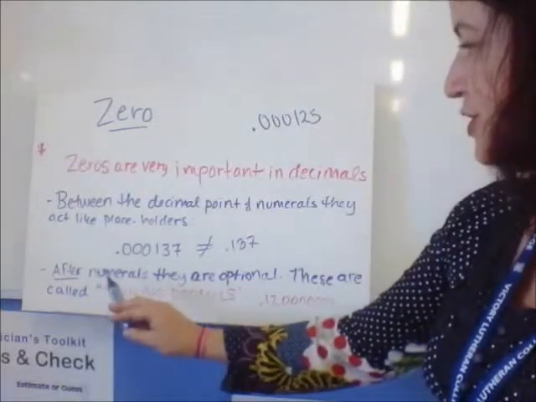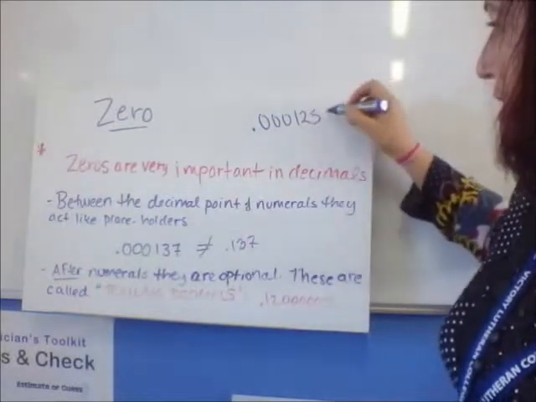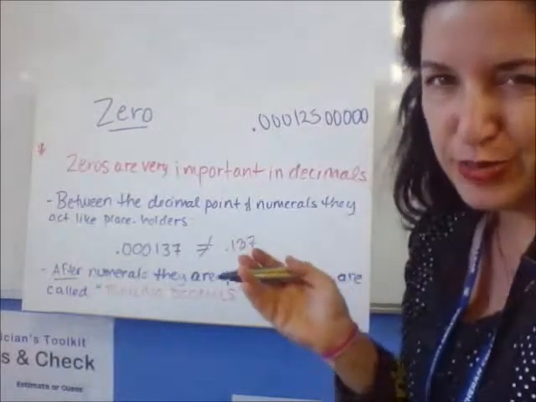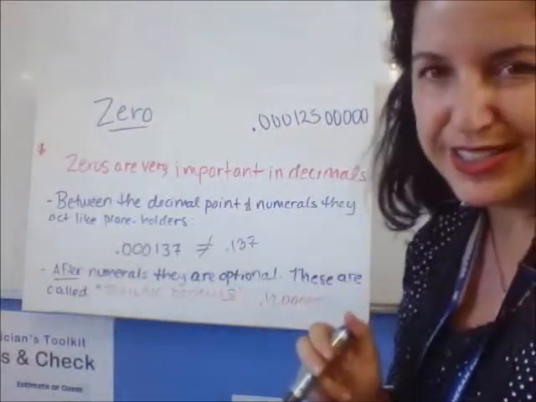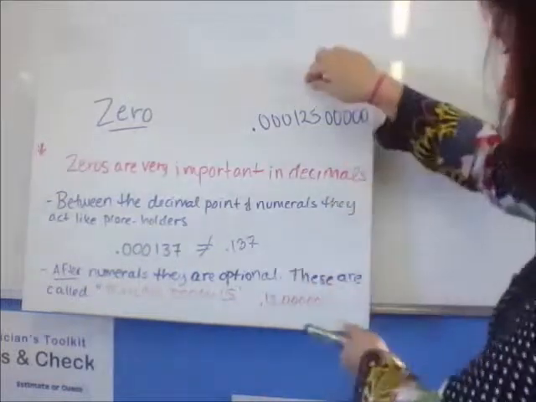After the numerals, they're optional. So for example, any zeros following that, if it was just zeros, they're optional. Those are called trailing zeros. They're not really that important, and you can leave them off. Okay?